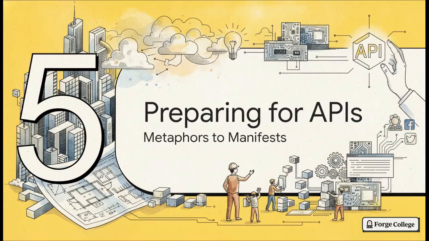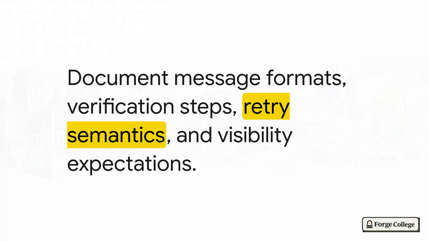Which brings us to our final section. Preparing for API integration, turning metaphors into manifests. Now is where we turn our fun metaphors and high-level sketches into rigid executable code manifests. We are literally taking the blueprints and handing them over to the builders. To make these patterns real, you have to document an operational checklist. You need to explicitly define the exact message formats your bridge will carry, the specific cryptographic verification steps, the retry semantics for when things inevitably fail, and the visibility expectations for the end user.